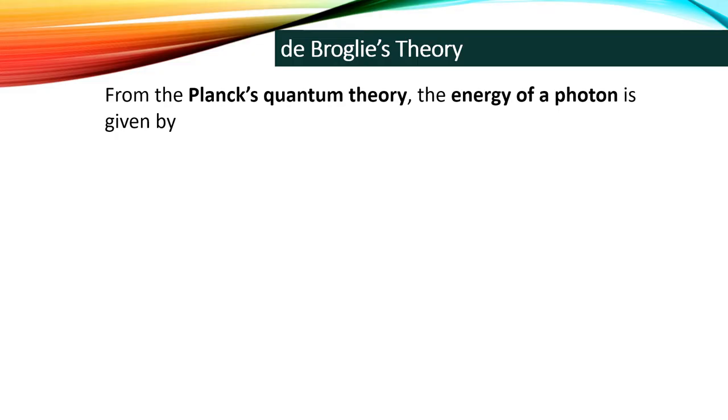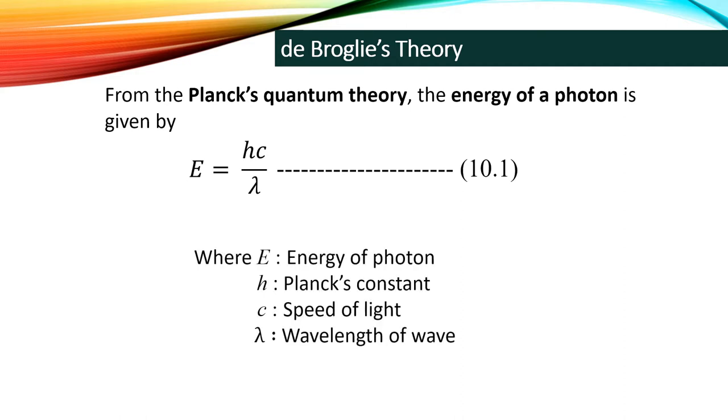De Broglie's theory. From Planck's quantum theory, the energy of a photon is given by E equal to hc over lambda, where E is the energy of the photon, h is Planck's constant, c is the speed of light, and lambda is the wavelength of the wave.